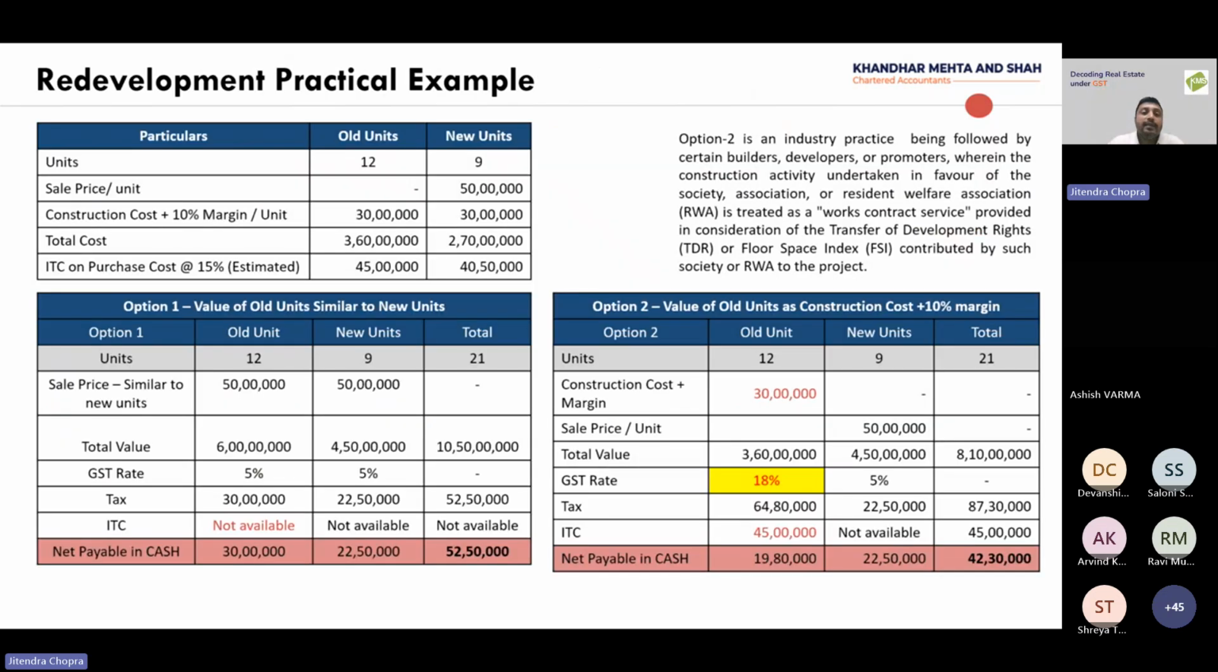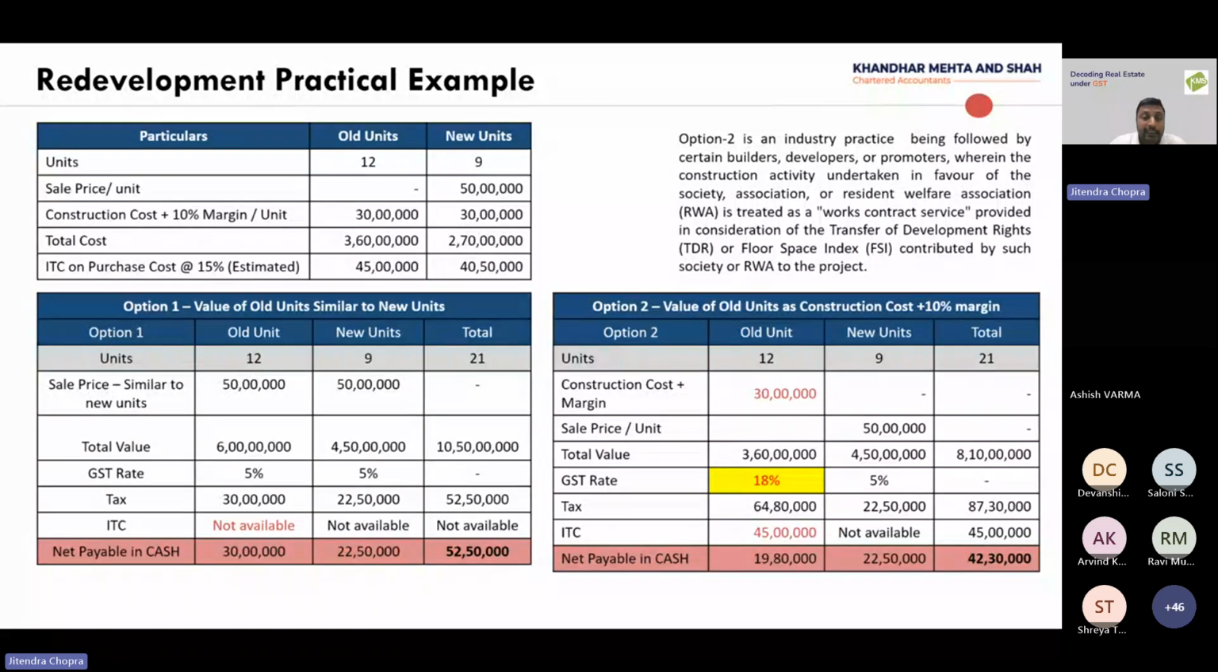Now, this slide explains the practical GST implication on free units given to old members in redevelopment projects. Here there are 12 old units and 9 new units. Now broadly, two valuation approaches were being followed in industry. In option 1, the value of free units given to the old member is considered equal to the value of the new flat sold to customer, as prescribed in para 2A of rate notification 11/2019. So here the value per unit is taken at 50 lakh rupees.